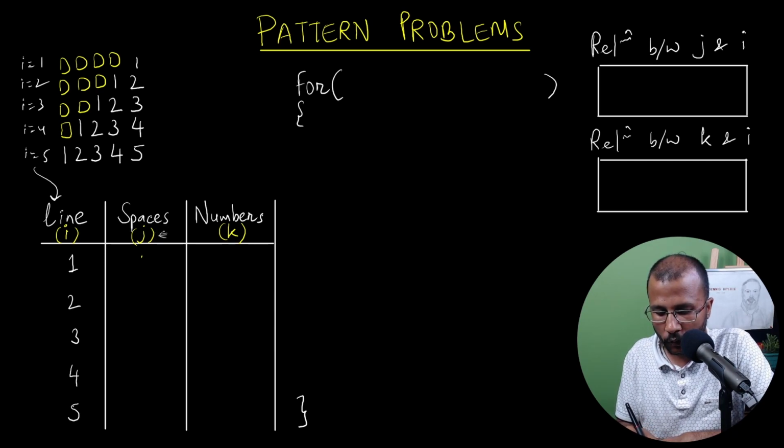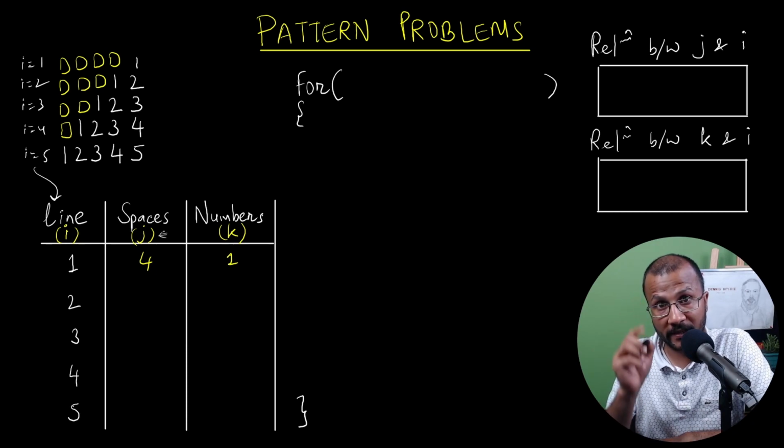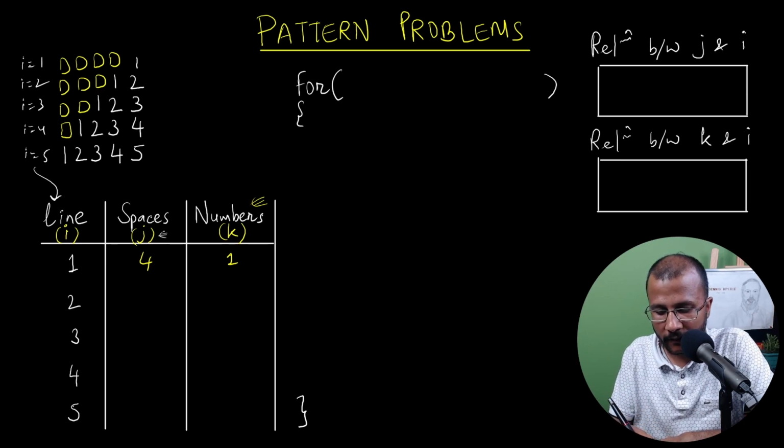There are 4 spaces, and there is just one number that is to be displayed. The total number of values to be displayed is 1. Okay, first line is done.